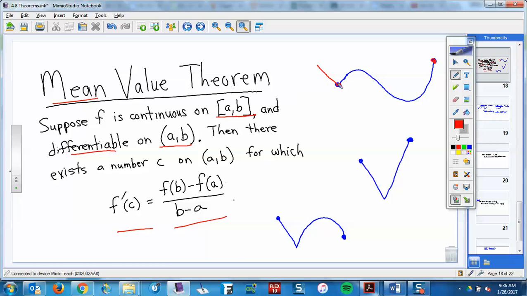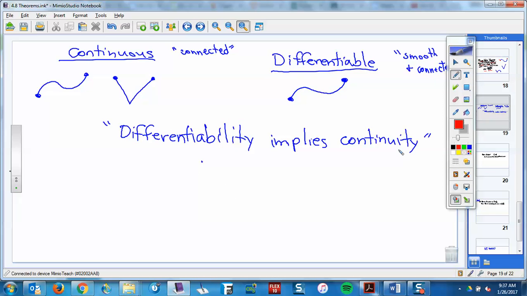But we do need those endpoints to exist, so we do need the function to be continuous all the way, including the endpoints, but it only needs to be smooth in between. Okay? All right, so that was that reasoning. So like number 19, for example.